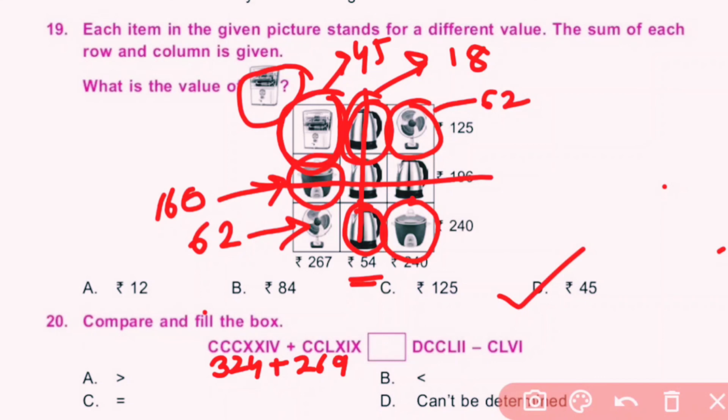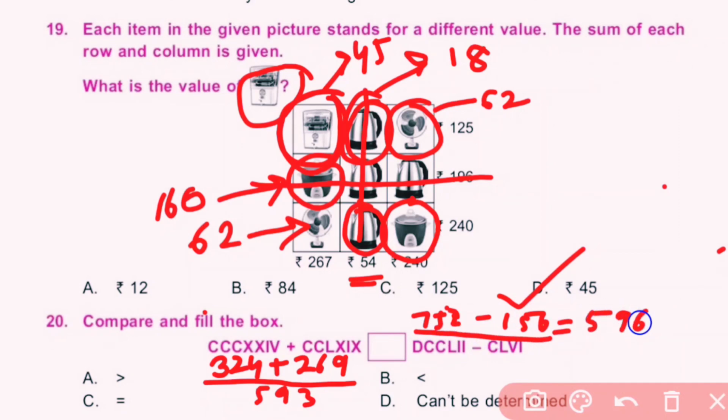And DCCLII, D is 500, C is 100, it's 752, minus CLVI, which is 156. This total is 593 and this subtraction is 596. So 596 is greater than 593. So B is the right answer.